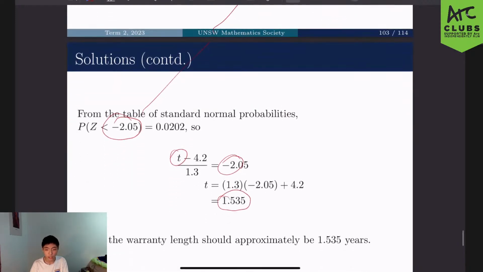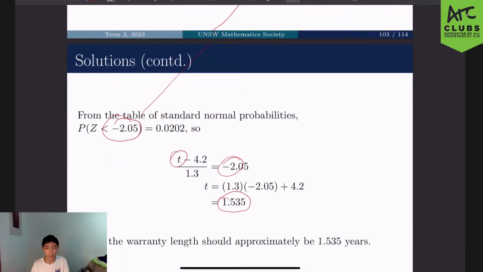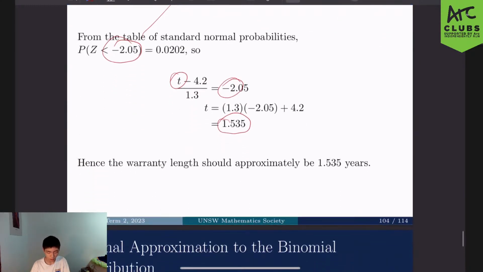So the warranty length should be 1.535 years, so that the probability of the phone failing within that period will be less than 0.02. Okay.